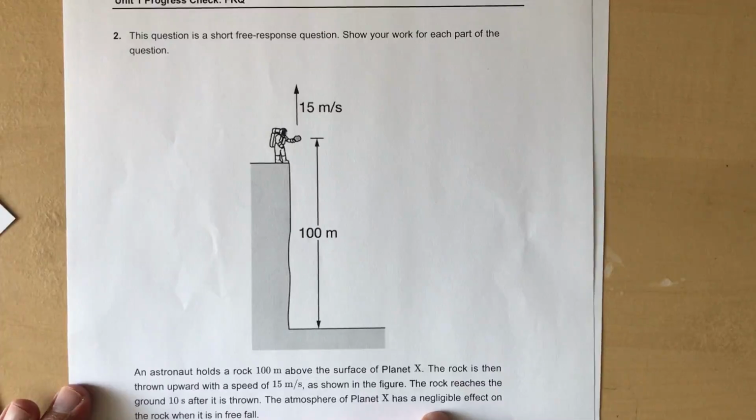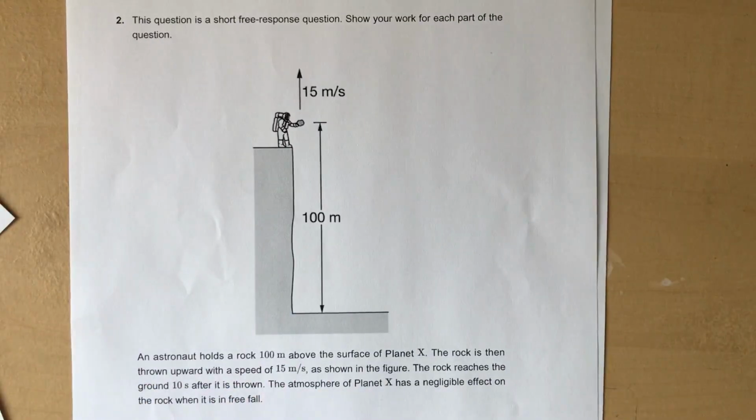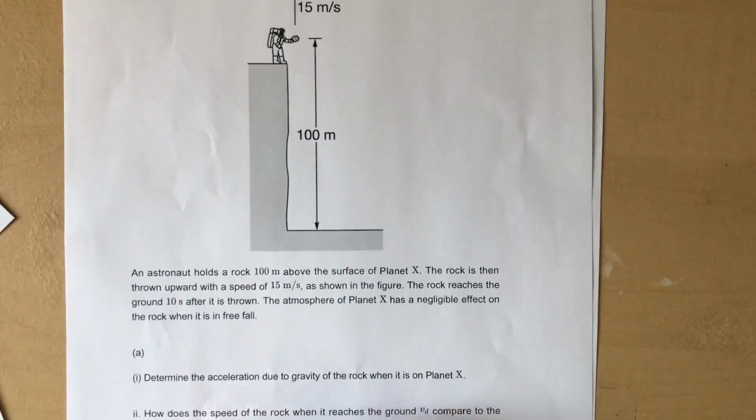The atmosphere of planet X has a negligible, that means ignorable, effect on the rock when it is in free fall. So basically the rock's in free fall. So it says, determine the acceleration due to gravity of the rock when it is on planet X. All right, that's down here. So find the gravity on planet X.